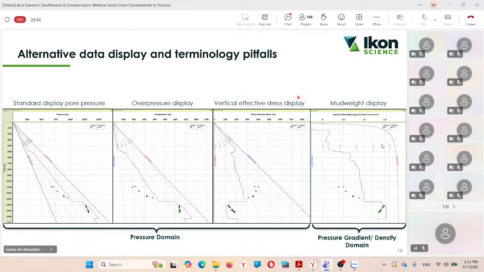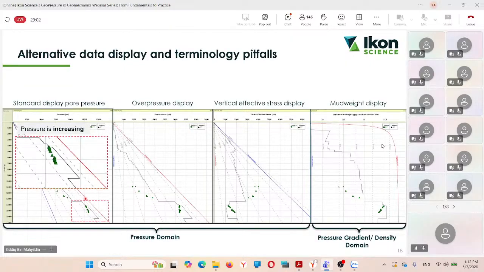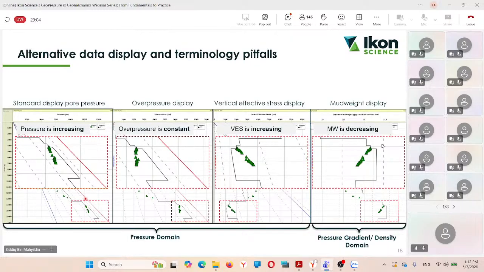You will see it in PSI. Sometimes you will see it in PPG. You will hear the terms overpressure, vertical effective. So pore pressure can be visualized in many forms. This is in the pressure domain. The standard display of pore pressure is something like this. I'll just bring it to this slide over here.